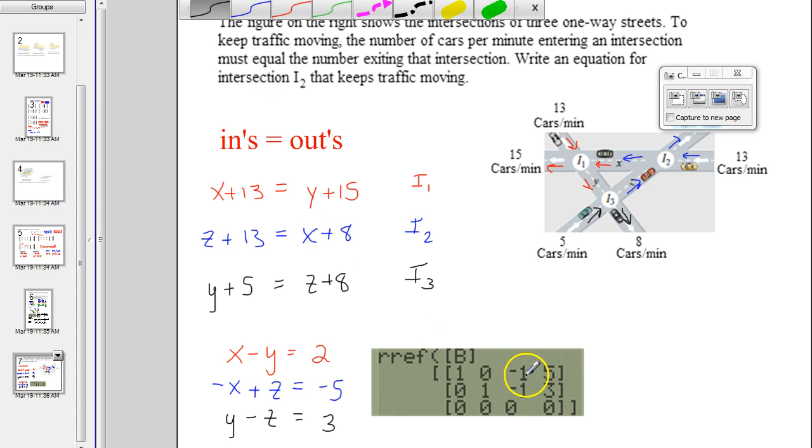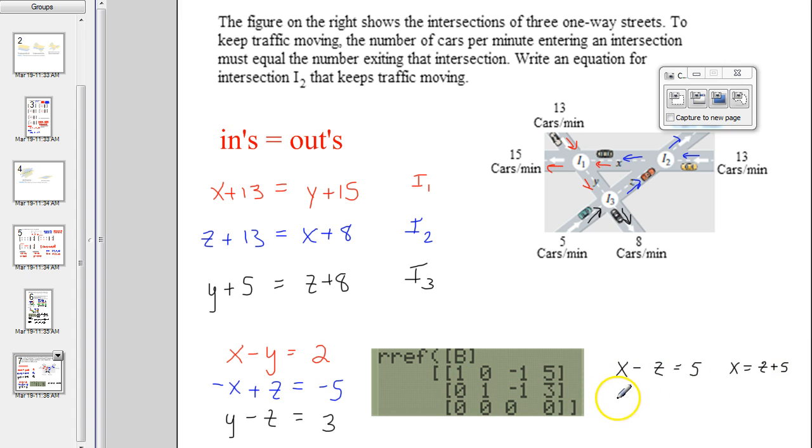Now this is x, z, and so that's x minus z equals 5. Remember, I'm going to solve the ones that have the x and the y. I'm going to solve those in terms of those variables. So I'm going to add z over. So I end up with x equals z plus 5. Alright, this is y minus z equals 3. So again, adding z over, I get y equals z plus 3.